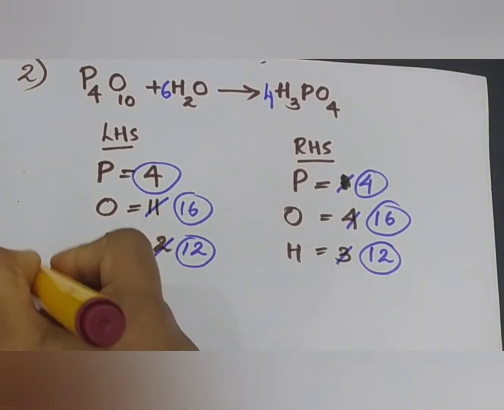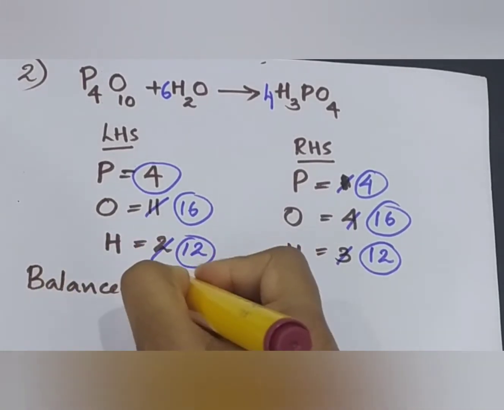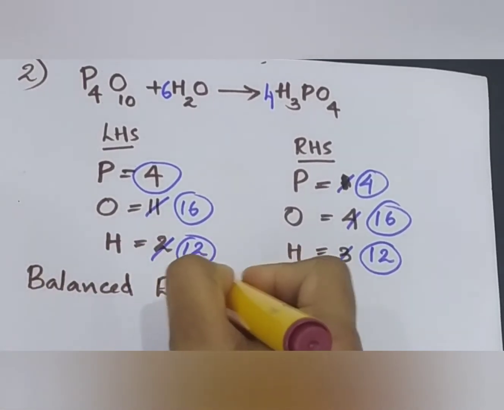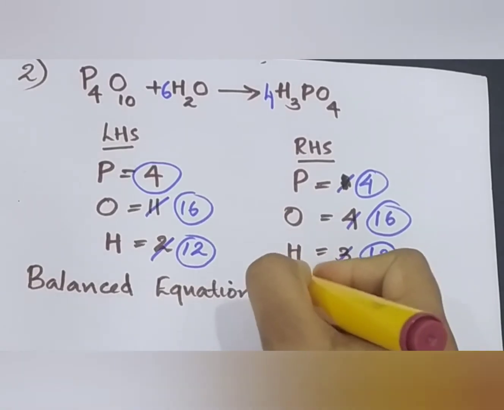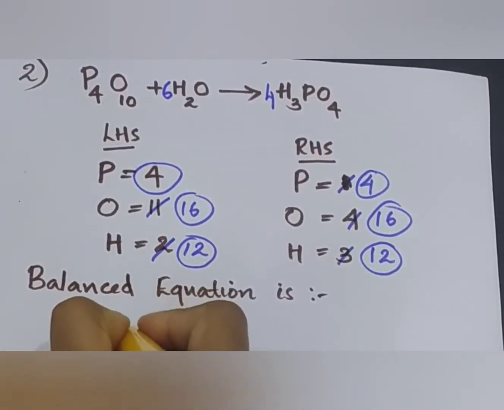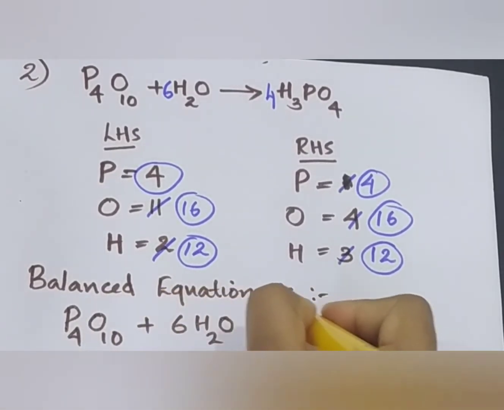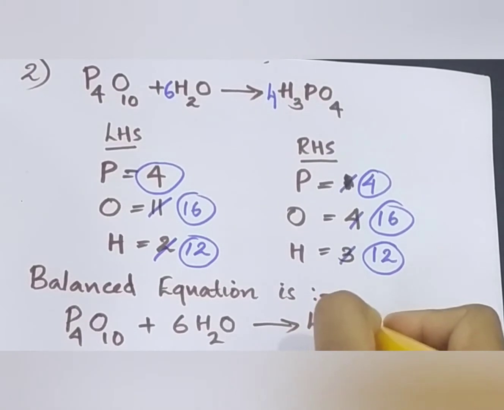So the balanced equation is P4O10 plus 6H2O gives 4H3PO4.